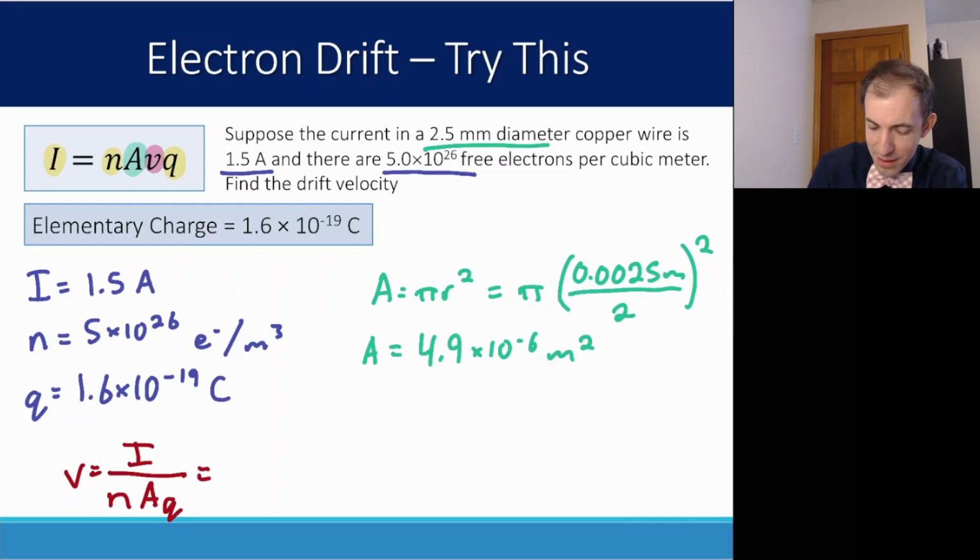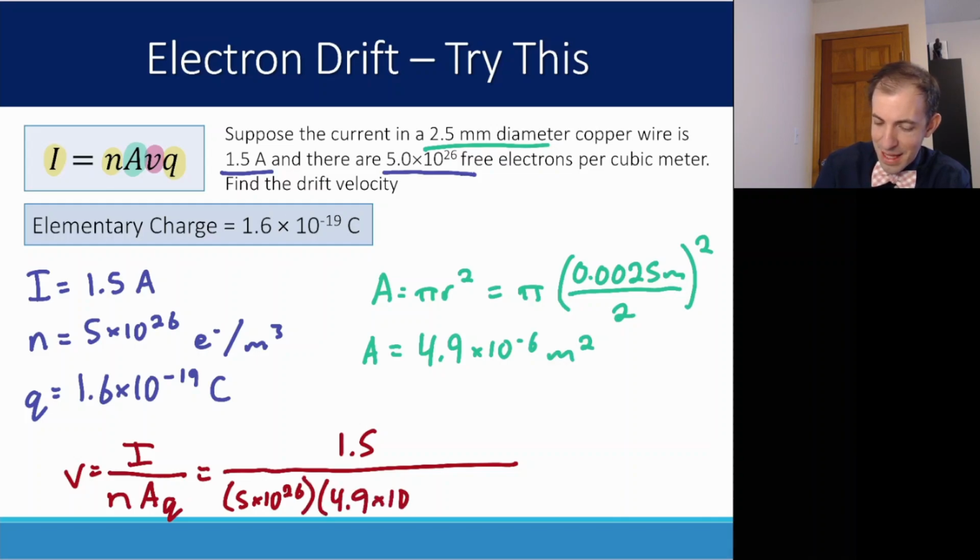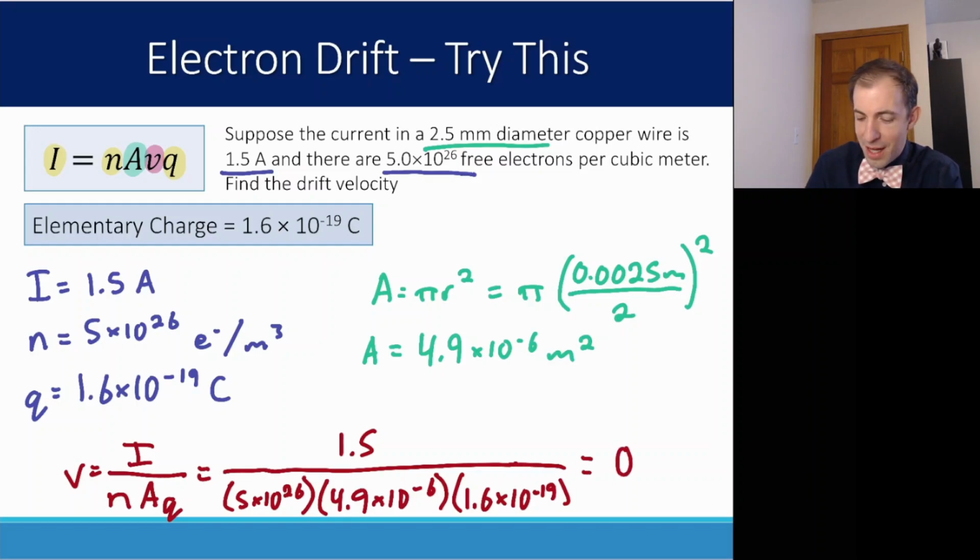In the numbers that were given, I is 1.5, N is 5 times 10 to the 26th, A is 4.9 times 10 to the negative 6th, and Q is the elementary charge, 1.6 times 10 to the negative 19th. And we're left with a velocity that is much smaller than you might expect. 0.0038, that's in meters per second.